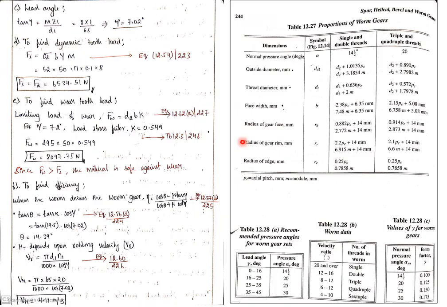The next very important thing is to calculate the lead angle. For the lead angle, you will get this formula on this page. From here you can substitute m, z1 and d1. From there you will get the value of lead angle, that is gamma.